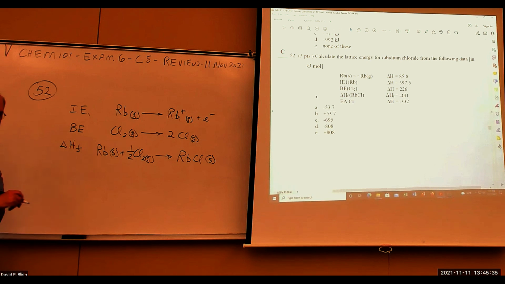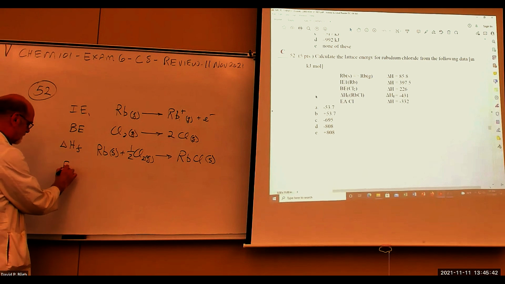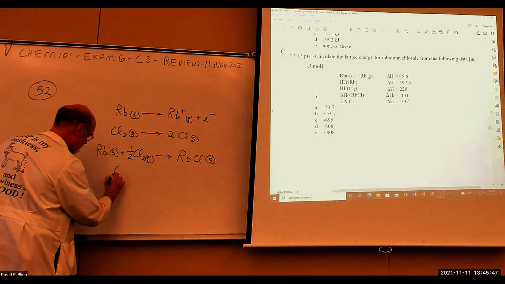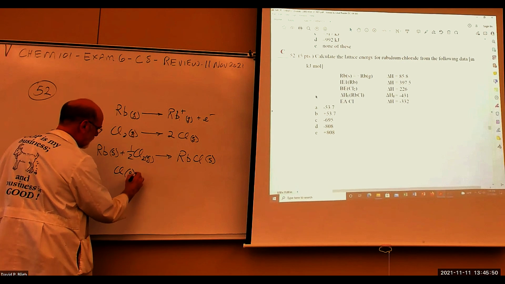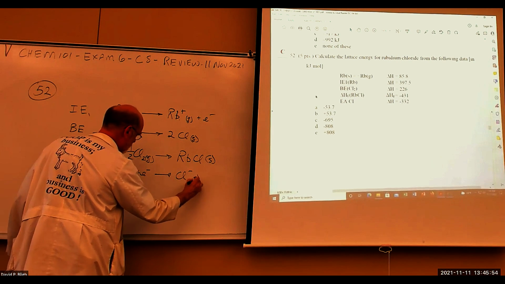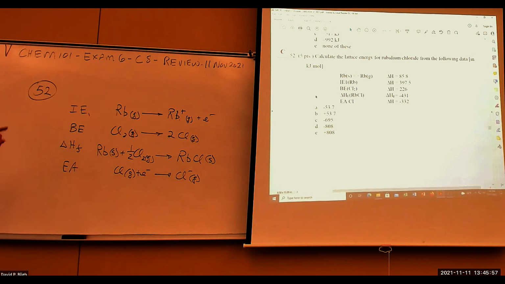EA. Remember that one? Electron affinity. For Cl. Cl gas plus an electron yields Cl minus gas. That's what those values mean. So once you know this, plus the top one is self-explanatory, then you can calculate the lattice energy.